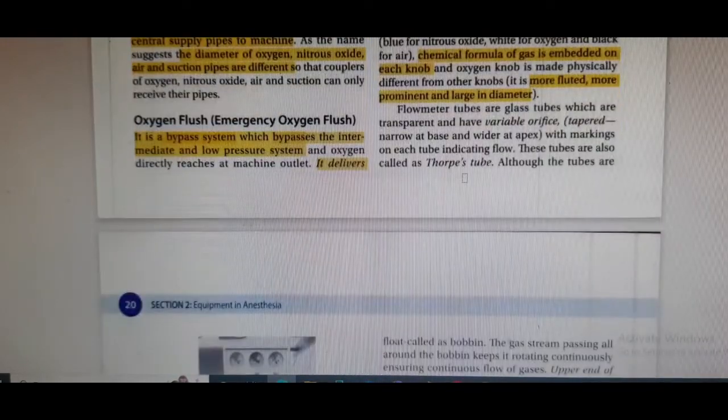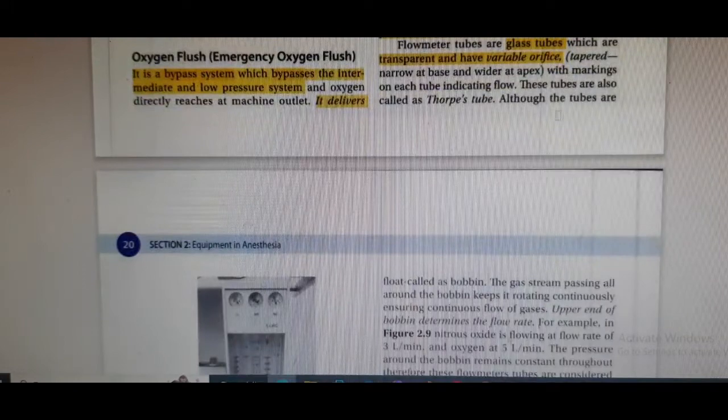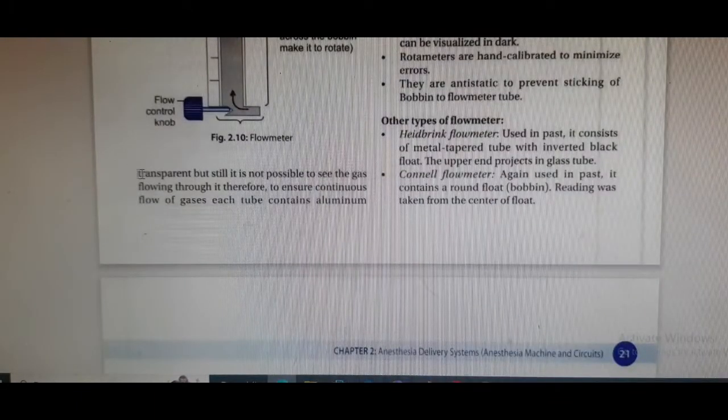Going to the flow meter tubes, that is the next thing about the rotometer. Flow meter tubes are glass tubes which are transparent and have a variable orifice. They are tapered, narrow at the base and wider at the apex, with markings on each tube indicating the flow. These tubes are also called Thorpe's tubes. Although the tubes are transparent, it is not possible to see the gas flowing through it.